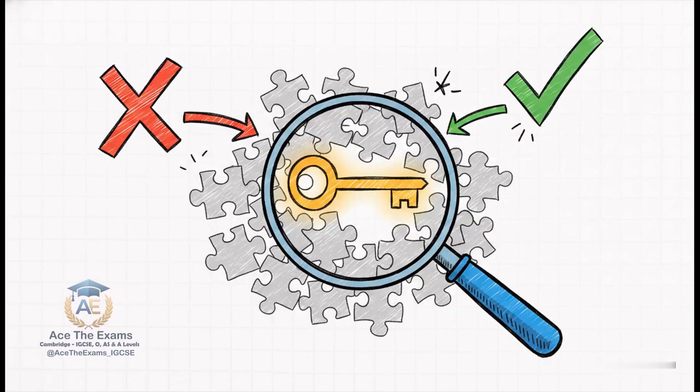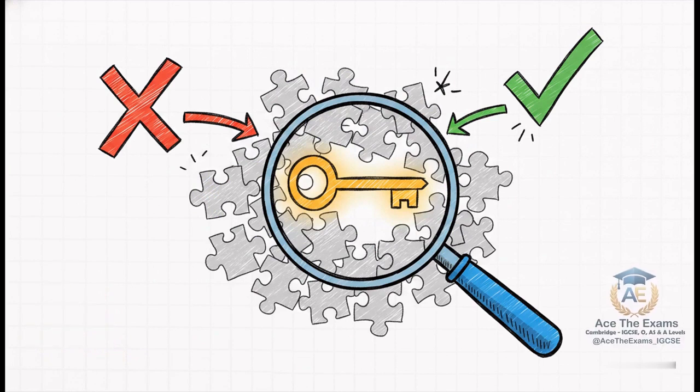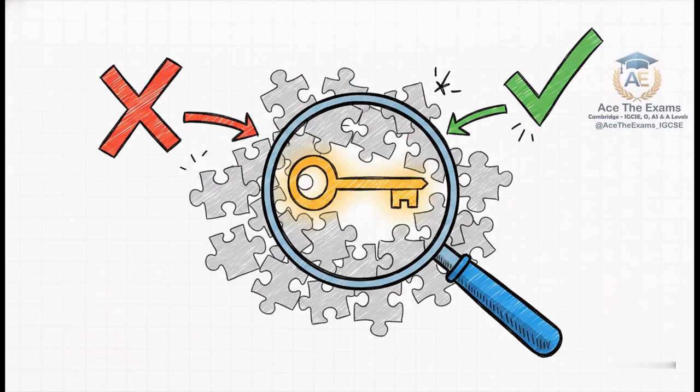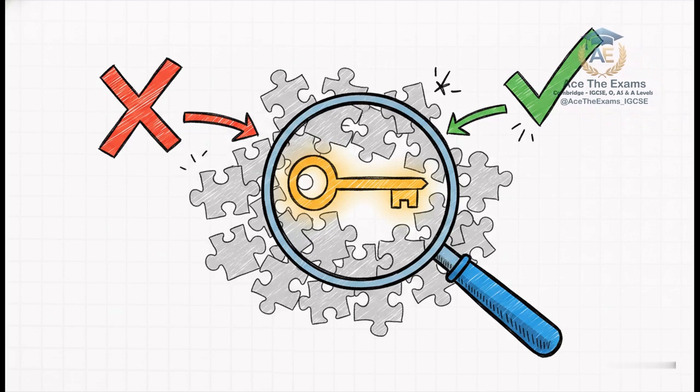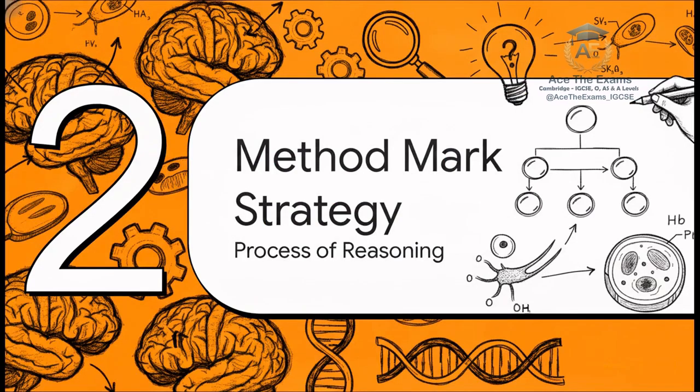Now, in just a moment, I'm going to show you the exact examiner clue that changes your answer completely. Literally a clue that dictates whether you get full marks or 0. But first, you need the analytical framework that's going to make that clue entirely obvious to you the second you read the paper. Which brings us to section 2, the method marks strategy.